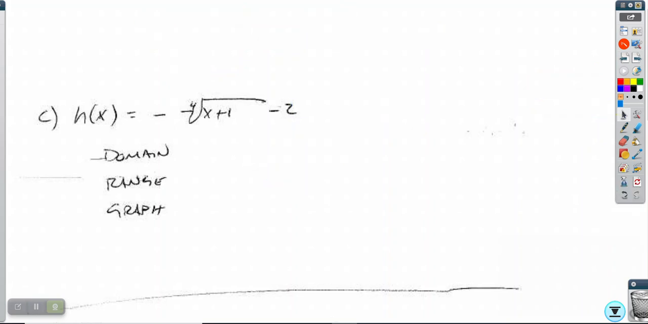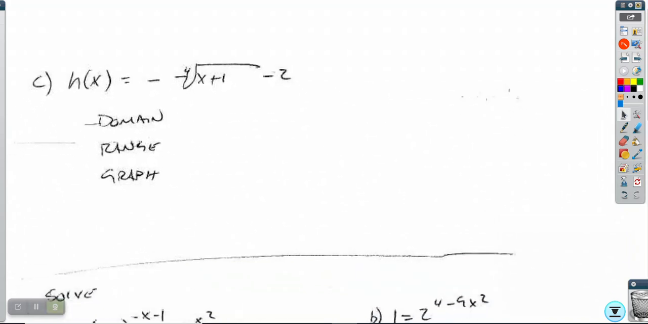Now we have an even root that's not 2. And so we know that what's inside here cannot be negative. So we know that x plus 1 has to be greater than or equal to 0, which means x has to be greater than or equal to negative 1.